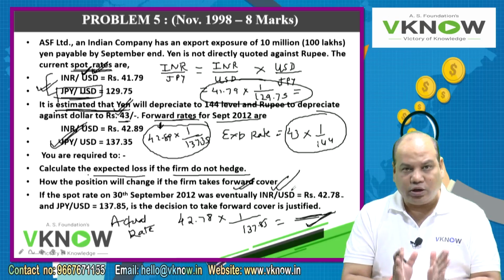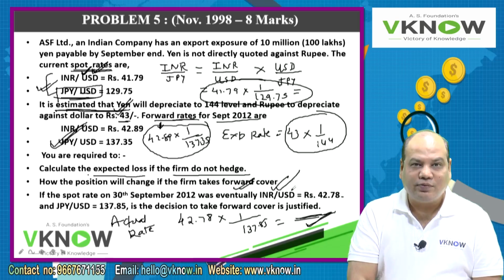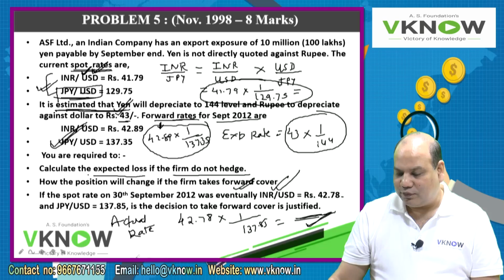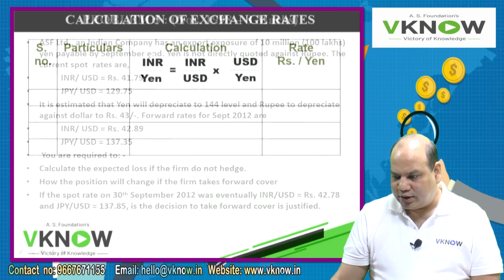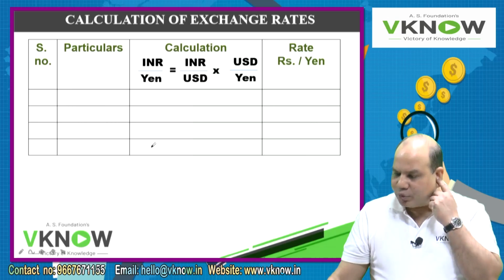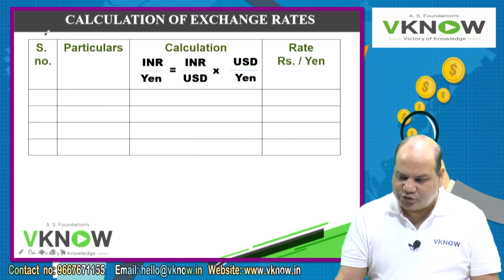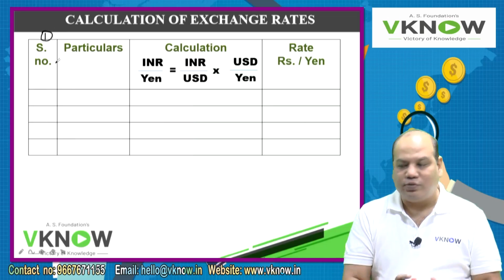So if the forward cover gives me more rupee inflow, then the decision is justified. If the forward cover gives me less inflow, then the decision to take forward cover is not justified. So this is how the treasury department of companies do the analysis so that they can take proper decisions. First step would be to find the exchange rates: spot rate, estimated rate, forward rate, actual rate. 4 rates I have to find.